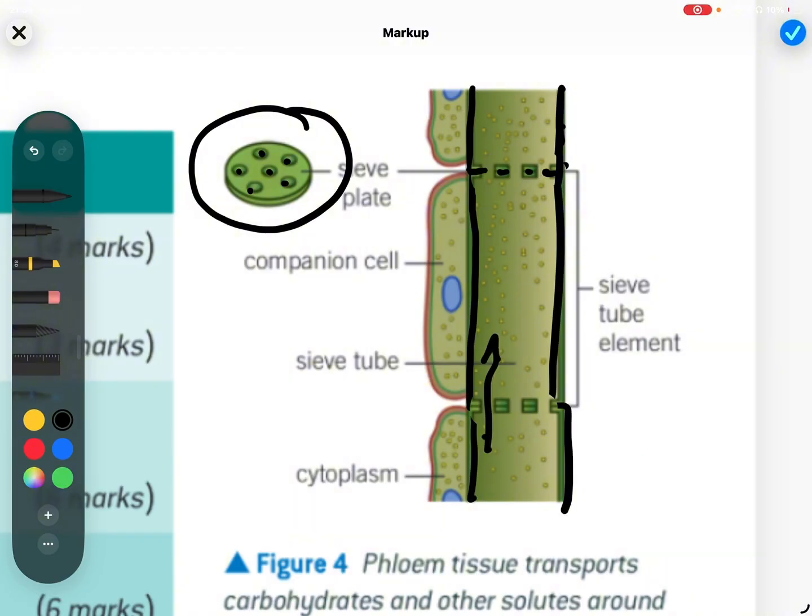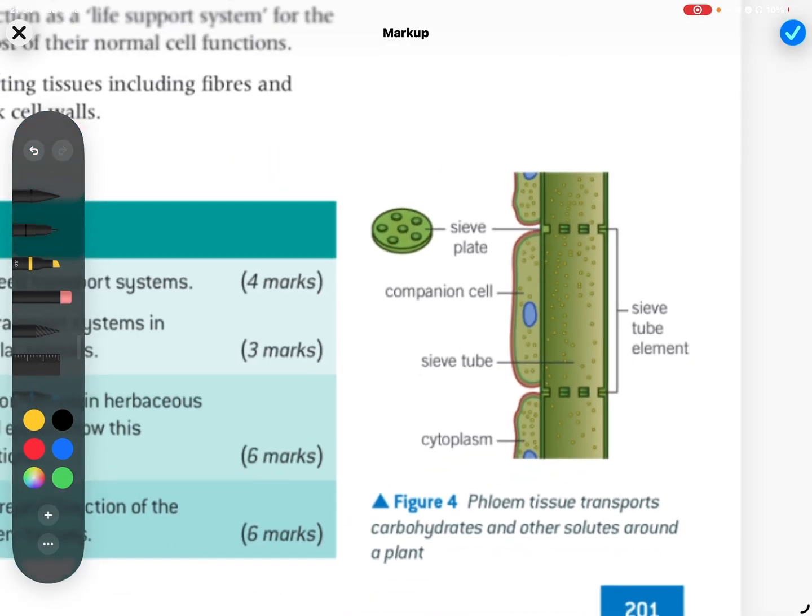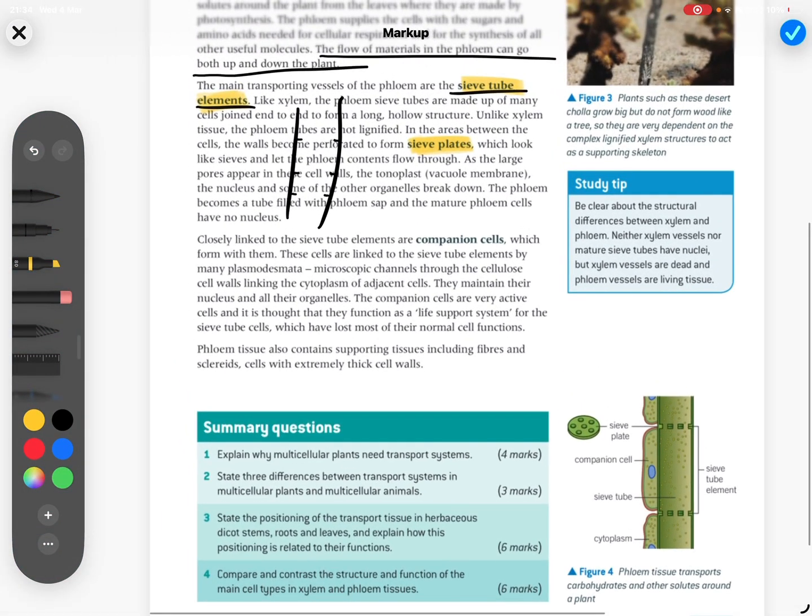And what does that allow for? It allows for movement up and down. It just allows for it to go through. That's all it is. Again, really simple to understand, but you've got to know it. These are the sieve plates because they're like plates, and they're sieves because they've got holes in them. And this is the sieve tube element. Quite easy, actually, but again, lots of random bits of knowledge that you need to know. You can't not know them.